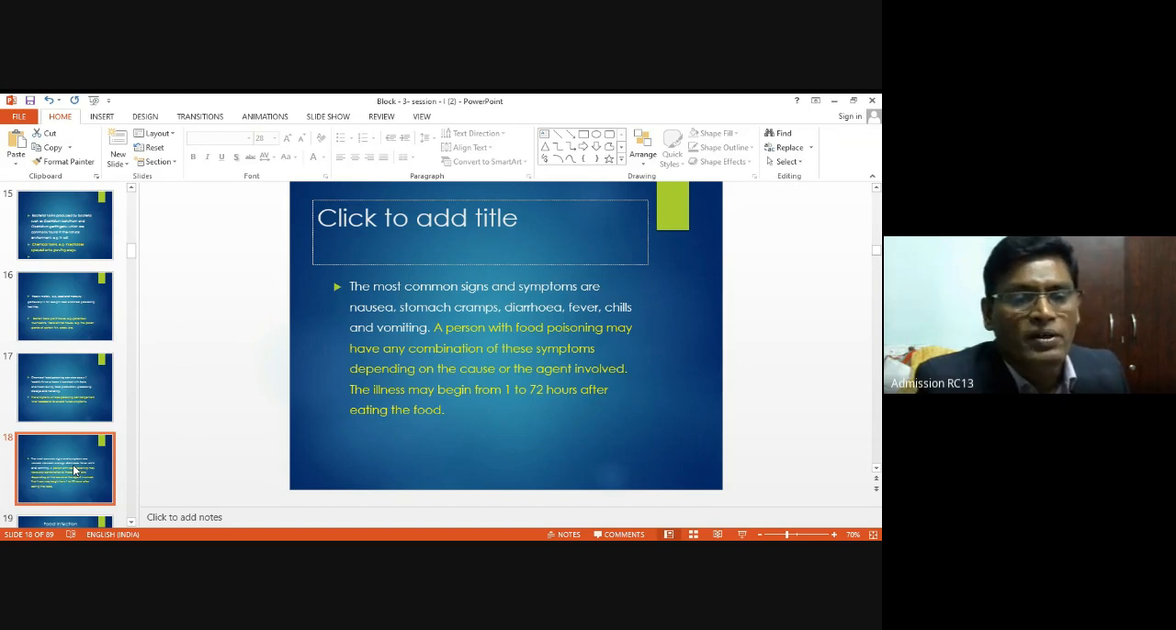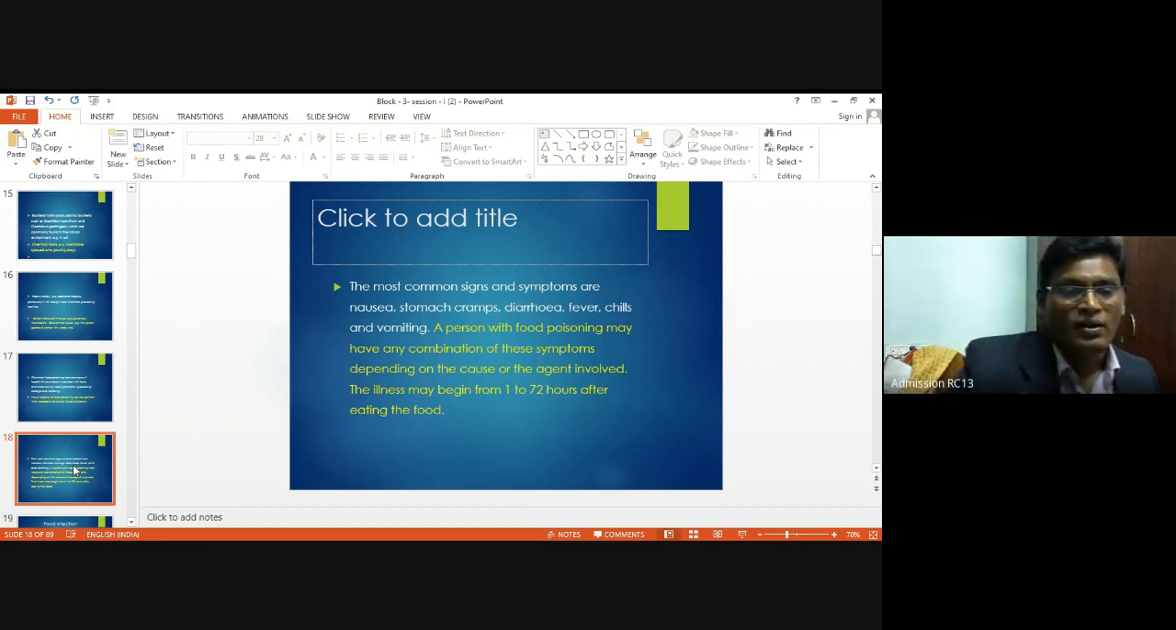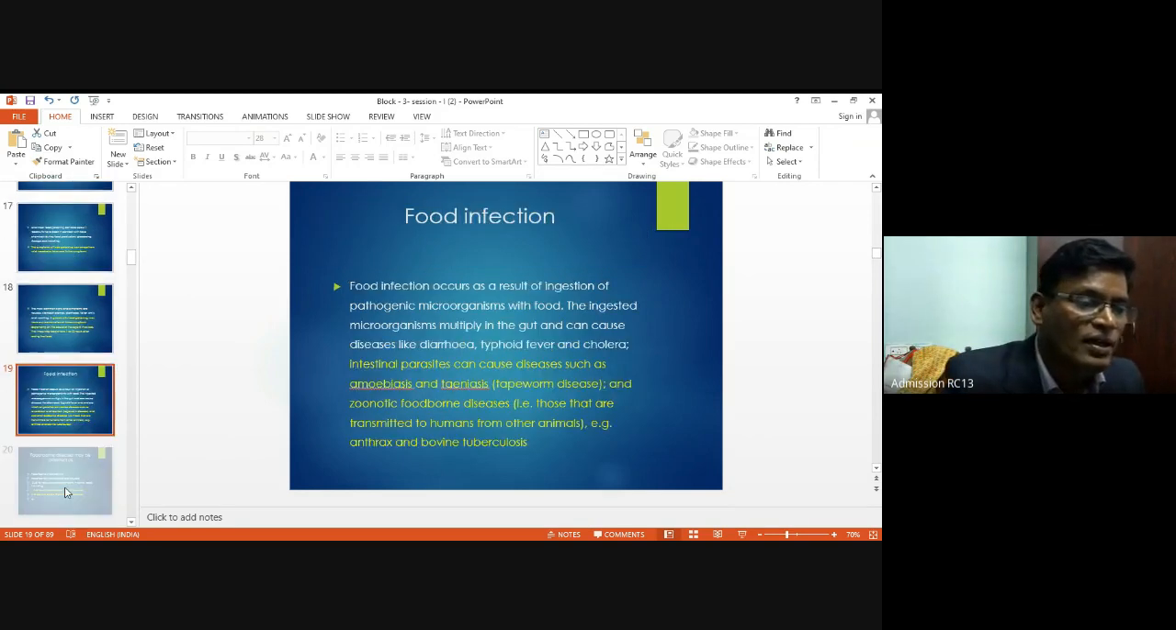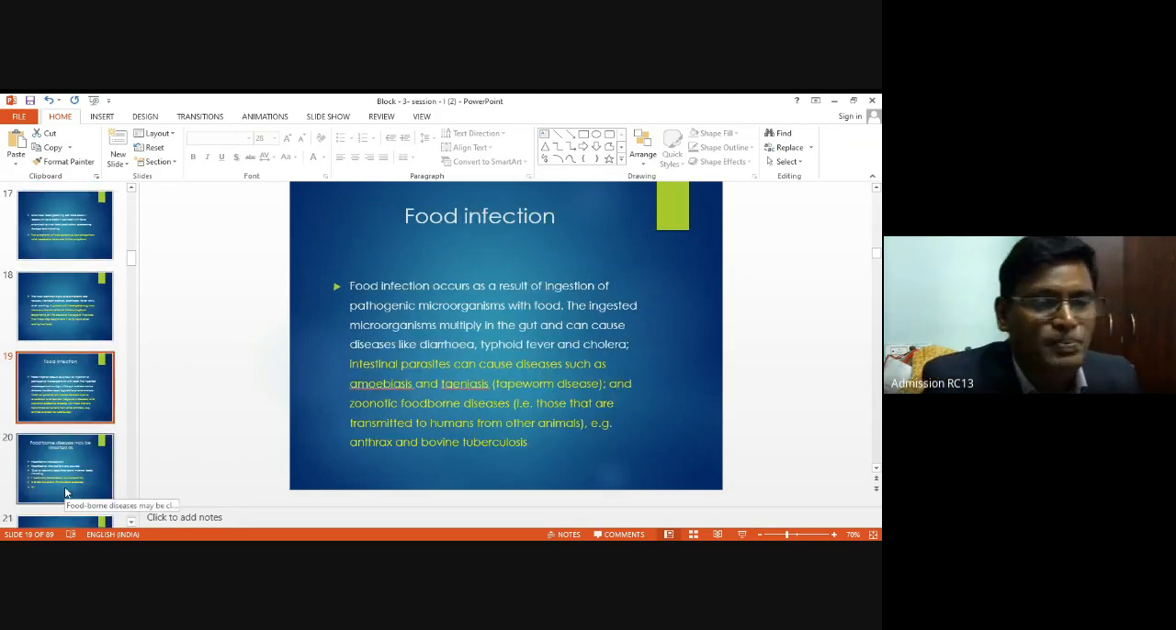Depending on the cause or the agent involved, the illness may begin from 1 to 72 hours after eating the food. So depending upon the agent, what kind of poisoning happened, what kind of chemicals affected the food, or what kind of microorganisms are present, the onset of symptoms may vary from 1 day up to 3 days. After that, the individual can express the symptoms.